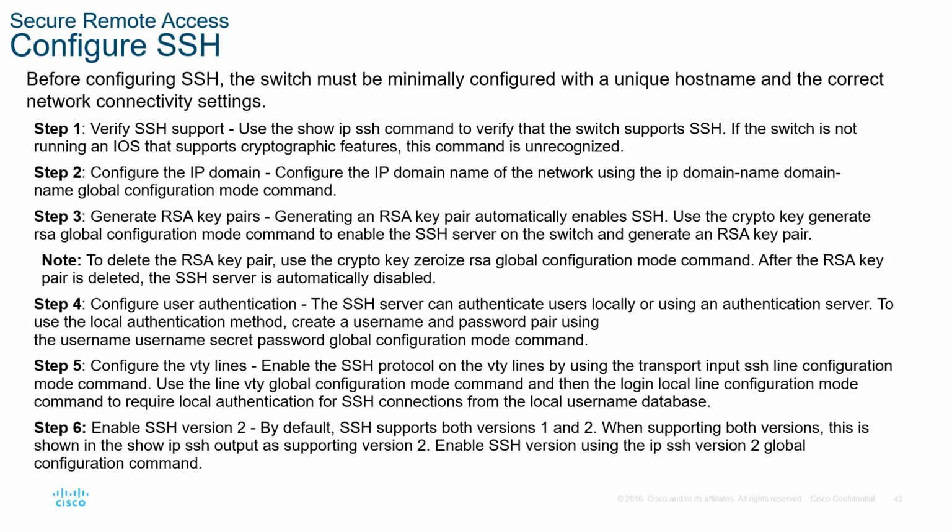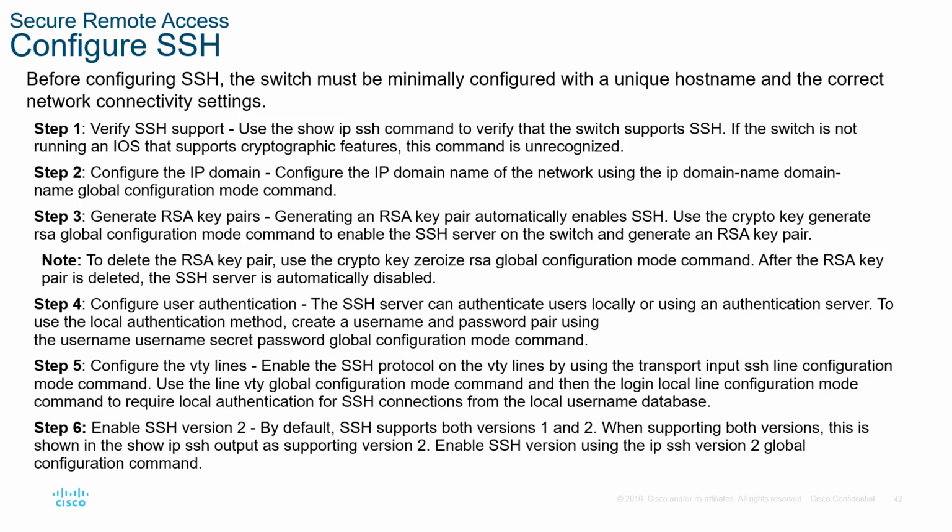Step 5, we need to configure the appropriate interfaces to accept SSH. So if we're looking at the VTY lines, you have to enable the SSH protocol on the VTY lines using the transport input ssh command. Step 6, verify what version of SSH you're using.